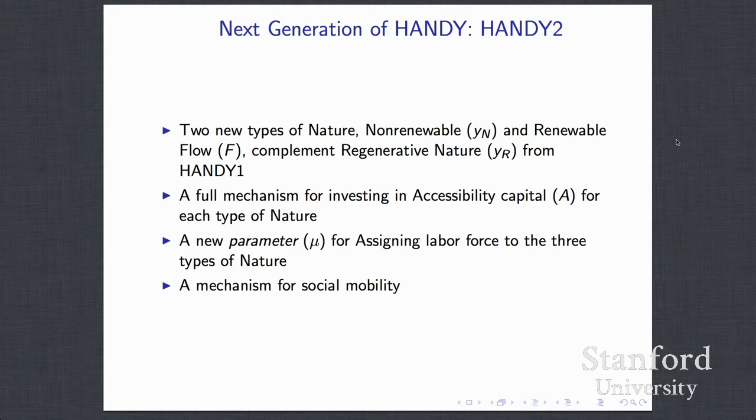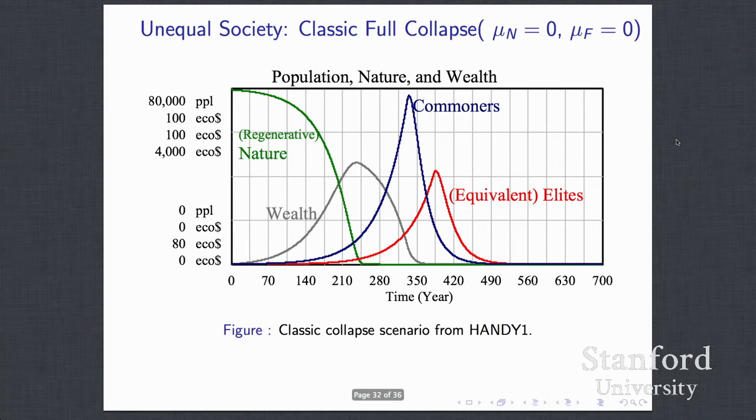And then we added the mechanism for social mobility. So what happens if we add social mobility, so elites and commoners can change in between them? So I'm just going to show only a couple of examples and results from Handy 2.